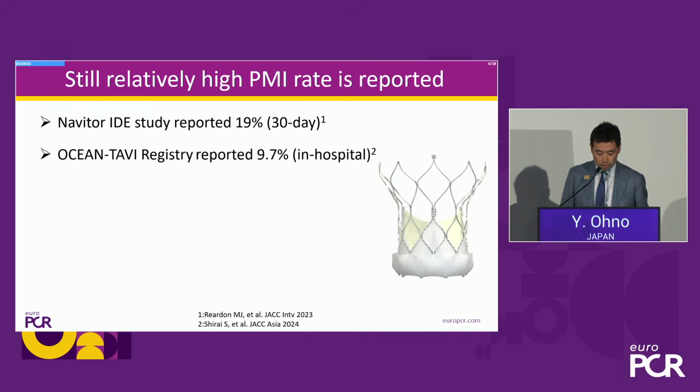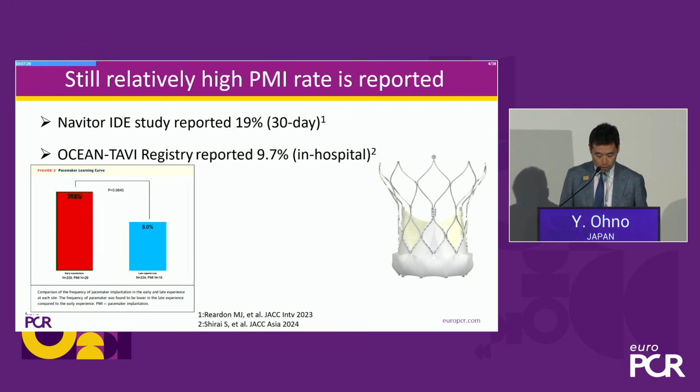As you may know, there's still a relatively high pacemaker implantation rate reported in previous literature. The Navitor IDE clinical trial reported a 19% pacemaker rate. I had a chance to chair the TAVI outcome session this morning, and there were 3 Navitor outcome studies, all reporting around 8 to 16% for current contemporary practice. So there is still some room for improvement. Our OCEAN-TAVI registry reported 9.7%, slightly lower than the other studies. It clearly shows that there's a learning curve with this device: from early to late experience, although not statistically significant, there's an improvement in the numbers.